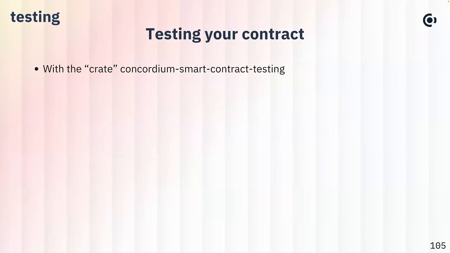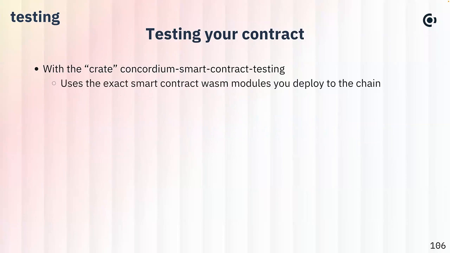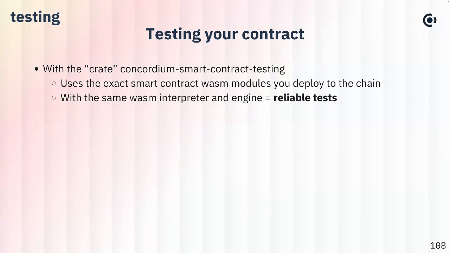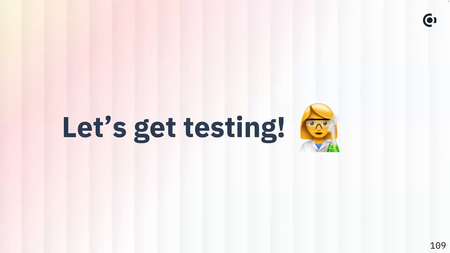Here we go, testing your contract. So we're going to use the crate, which is the Rust word for packages, called Concordium smart contract testing. And it uses the exact same smart contract WASM modules that you deploy to the chain. So that's really useful that you're using not some code that is really close to the thing that will run on chain, but the exact same code. And you're also using the same WASM interpreter and engine as the Concordium nodes are using. So you get really reliable tests in terms of precision.